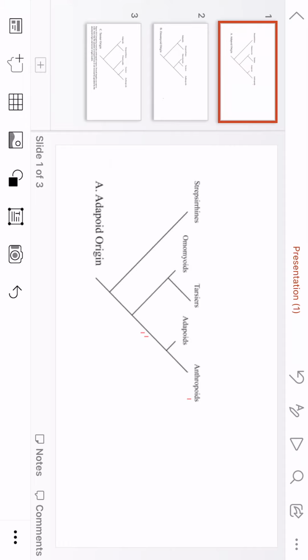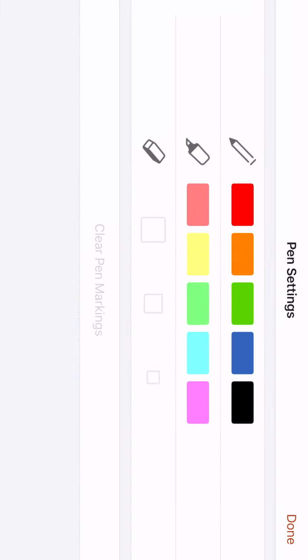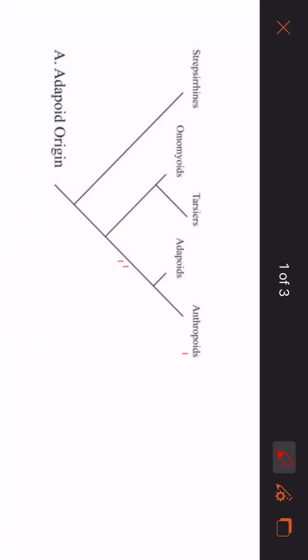All right, so let me pull up my marker here. Okay. So the way that you read what these charts are illustrating is that there are actually more than three, but three primary competing models for the origins of anthropoids. And of course, the anthropoids are the group that include contemporary apes and humans, right?